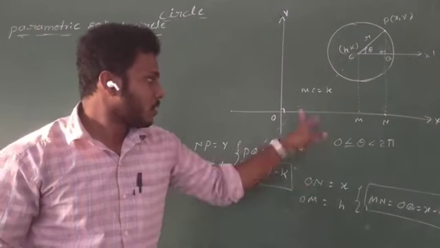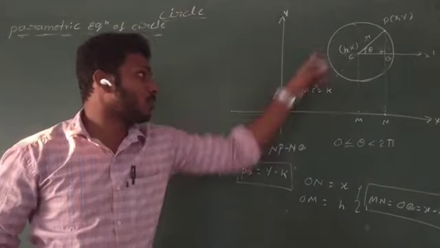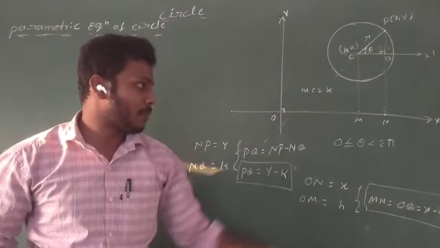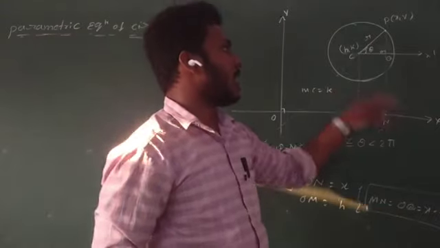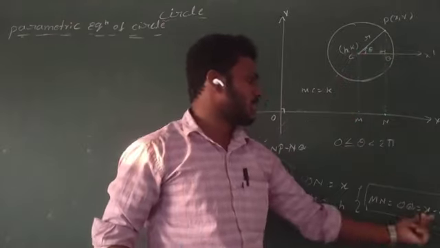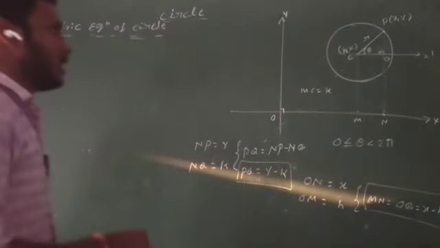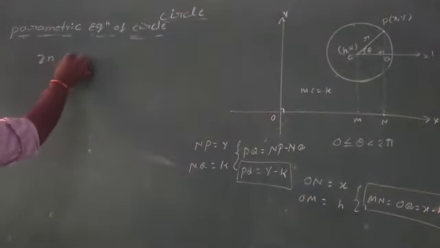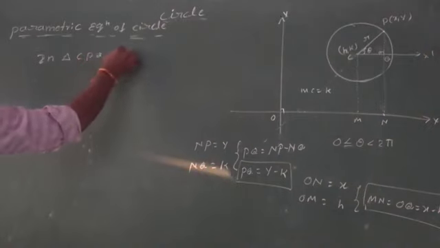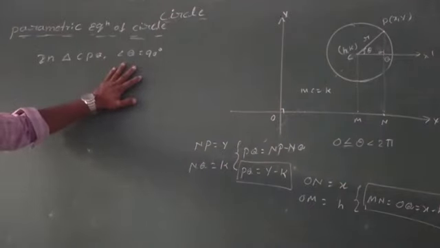Similarly, from origin to N, ON is equal to x, and OM is equal to h. Then MN is also equal to CQ. Why? Because these form a rectangular box. So MN equals CQ, and CQ is equal to x minus h. Now, in triangle CPQ, angle Q is equal to 90 degrees. If one of the angles is 90, it is a right angle triangle. So triangle CPQ is a right angle triangle, and angle C is theta.